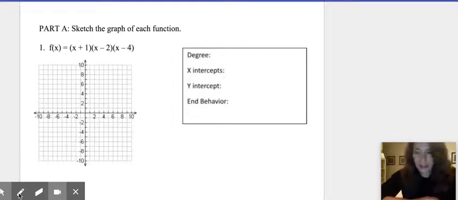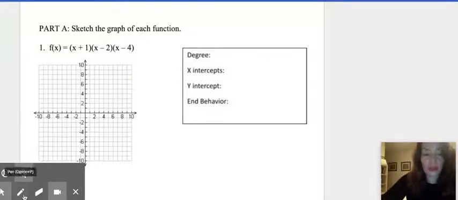Hi, this video will cover part A of the first question, graphing a polynomial function. So let's go ahead and look at how we're going to sketch the graph of this function. The first thing that's asked, and the important thing to look for, is: what is the degree of this polynomial? So how do we determine the degree?